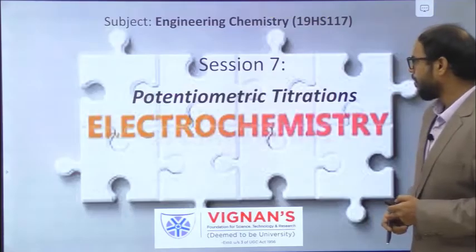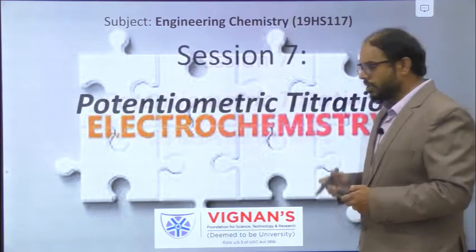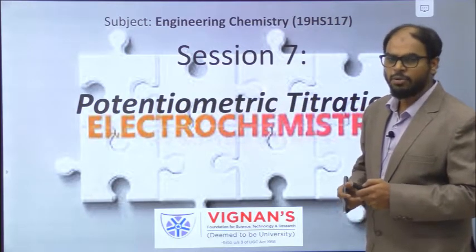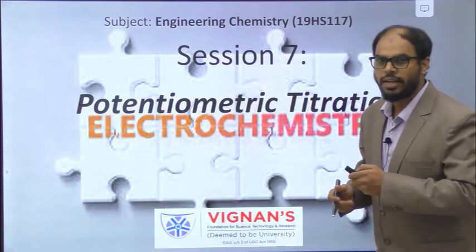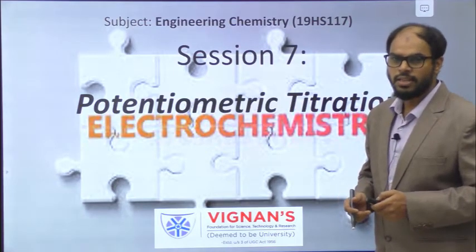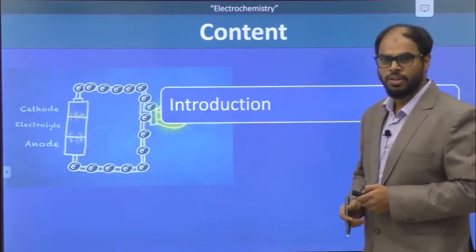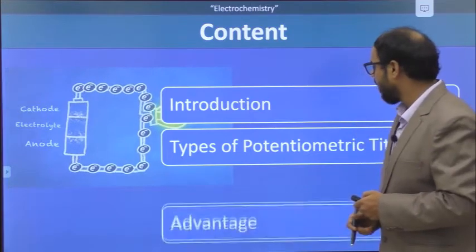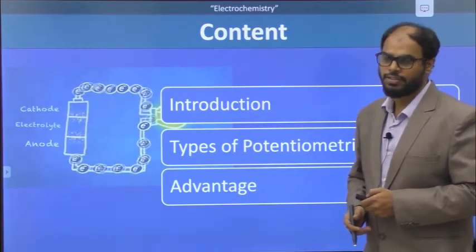Welcome to another session of electrochemistry. In this session, we will be talking about potentiometric titrations. What is potentiometric titration and how can it be used to calculate the electrode potential of an unknown analyte? All these things we are going to understand in this session. Following are the contents: the introduction, followed by the types of potentiometric titrations and the advantages of potentiometric titrations.